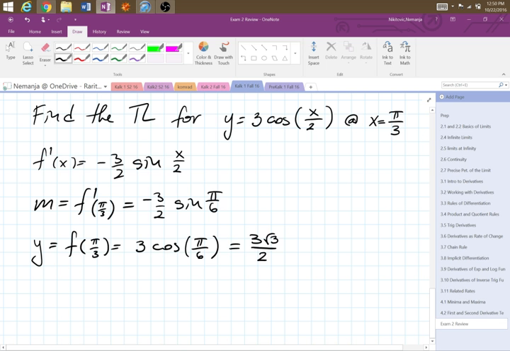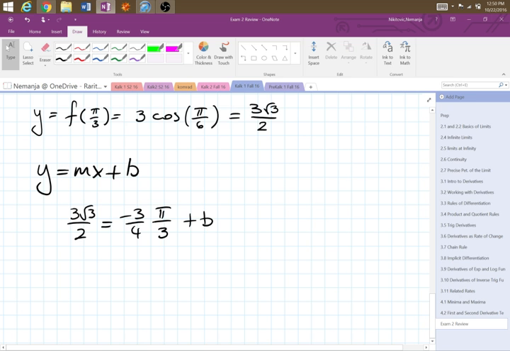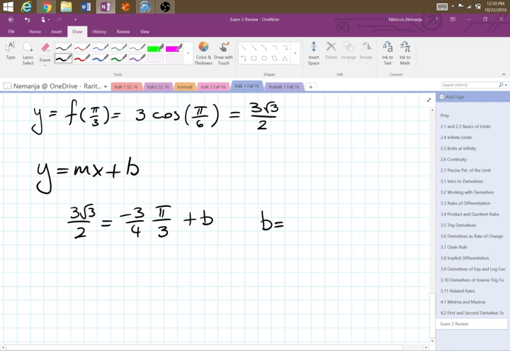So sine of pi over 6 is 1/2, so we are talking about negative 3/4 on the slope. And y is 3 root 3 over 2. So y equals mx plus b. We have y as 3 root 3 over 2 is equal to the slope, which is negative 3/4, times pi over 3, plus b, which works out to b equals 3 root 3 over 2 plus pi over 4.